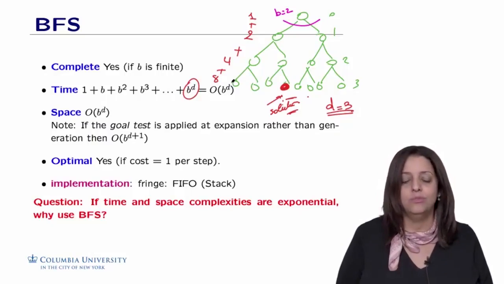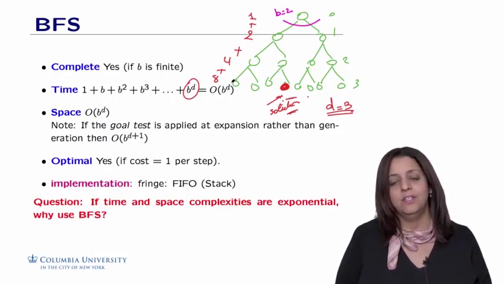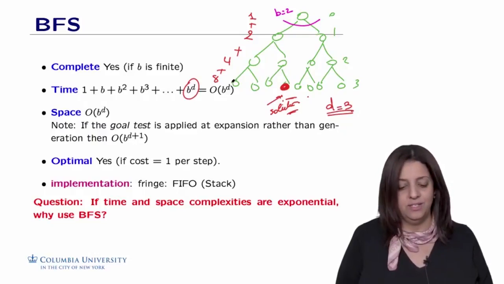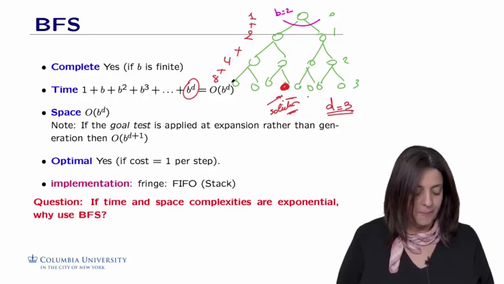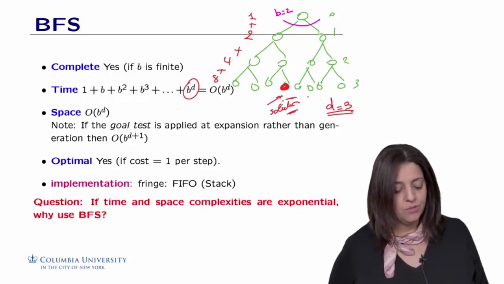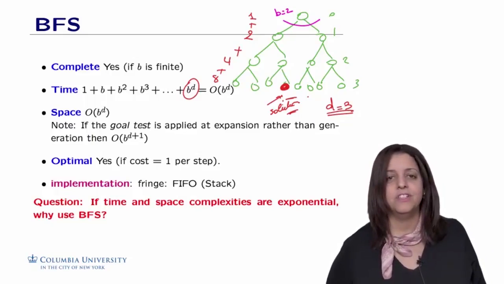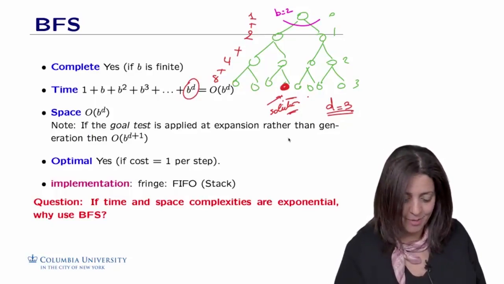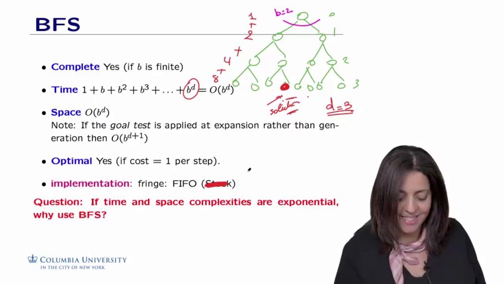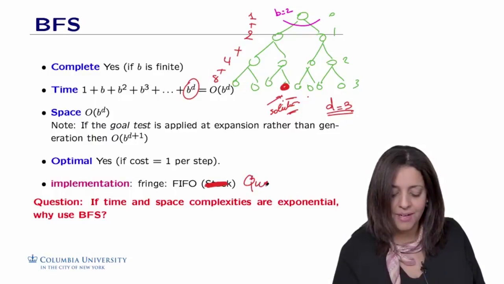If the cost is equal to 1, we are going to pick up the shallowest solution, which would necessarily be the least cost solution. So for the implementation detail, we're going to implement that as a fringe, as a first in, first out kind of list. And there is a mistake in my slide. Sorry about that. So it's not a stack. It's rather what we called a queue, right?